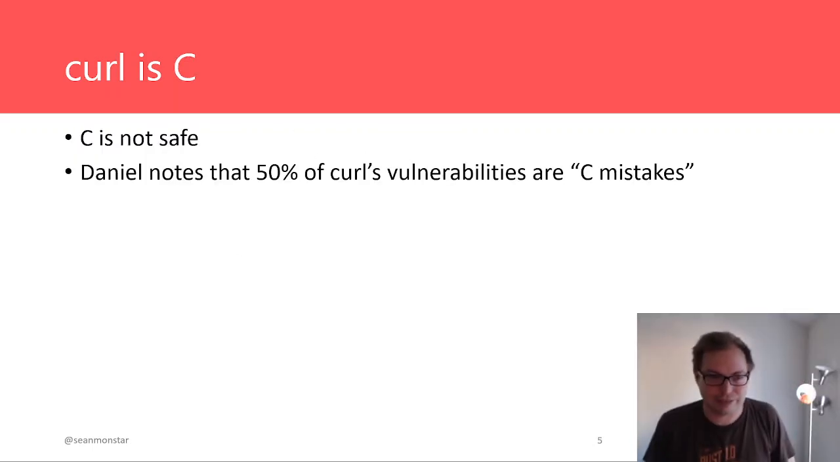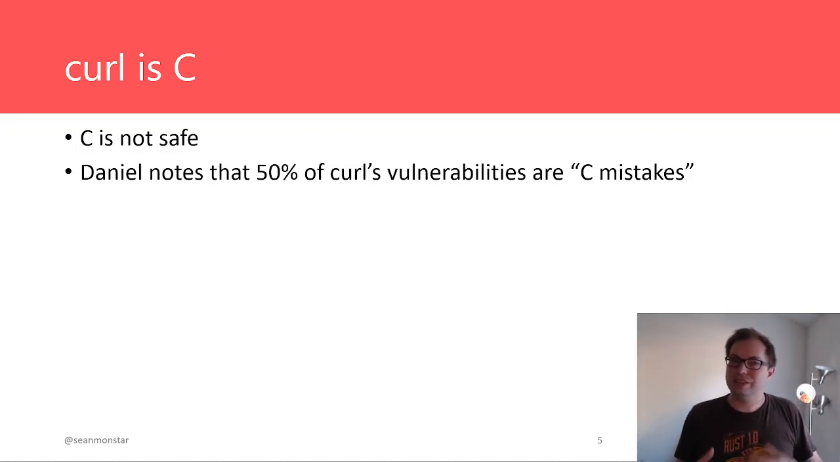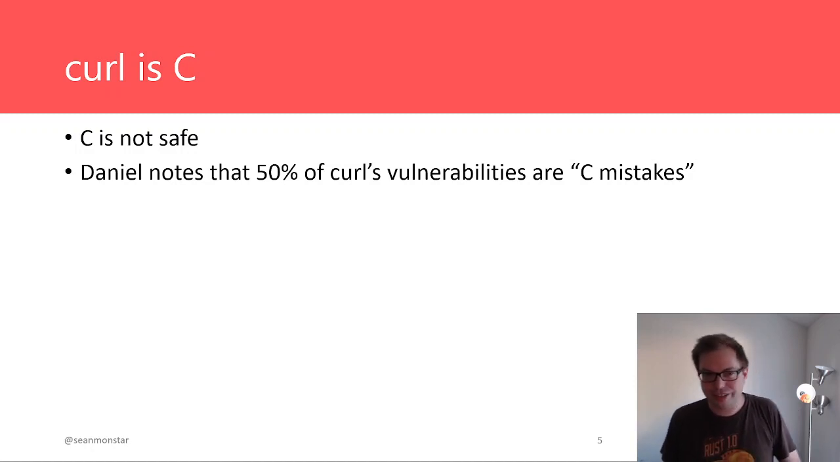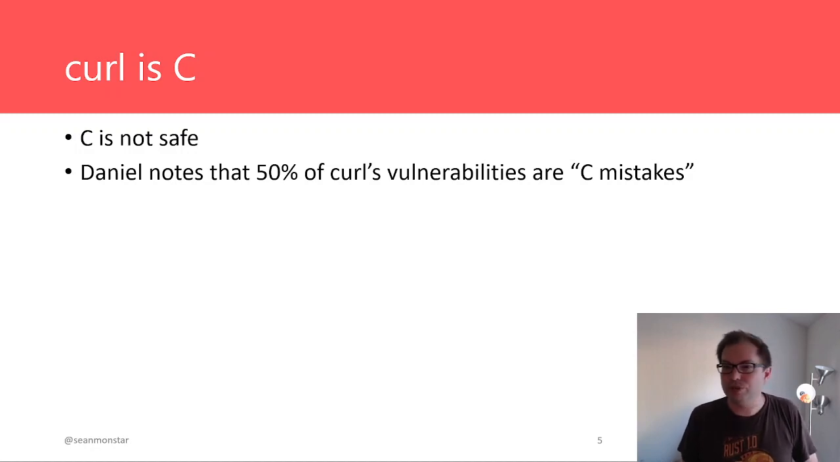But curl is C, as Daniel likes to point out. And C is written by humans. Humans, even the best of humans, write bugs. And in C, they write memory safety bugs. As Daniel knows, 50% of curl's security vulnerabilities over the lifetime of curl have been what we call C mistakes. And that is buffer overruns, overreads, null pointers, things like that. So it's used everywhere, but with these memory safety problems, there's cause for concern, you could say.